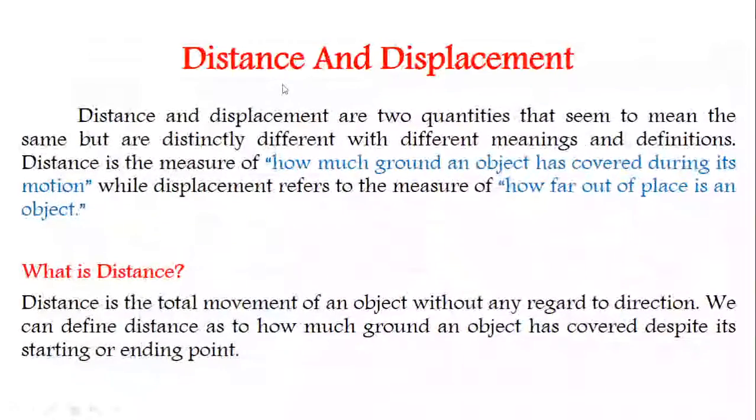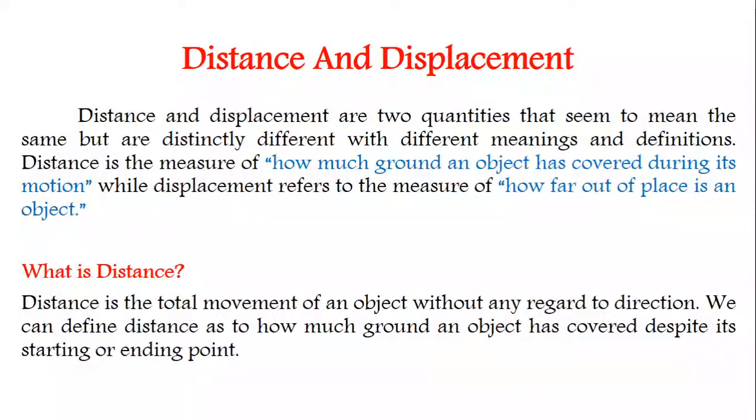Next, distance and displacement. Let's see the difference between distance and displacement. Distance and displacement are two quantities that seem to mean the same, but they are distinctly different, with different meanings and definitions. Distance is a measure of how much ground an object has covered during the motion.